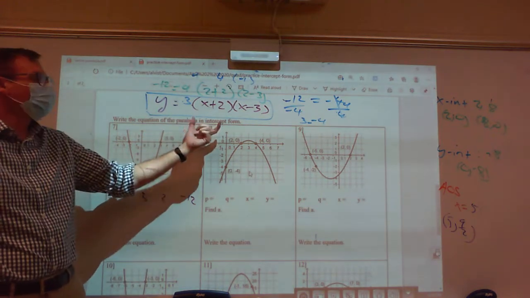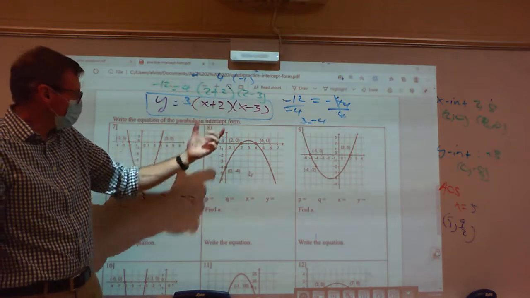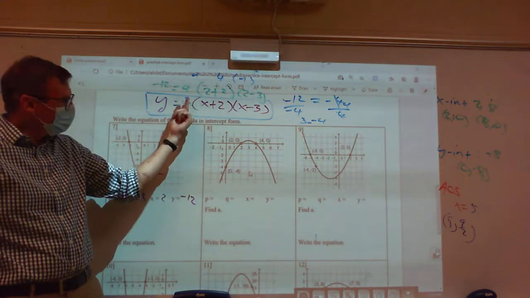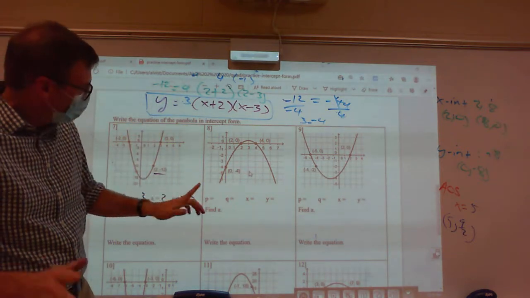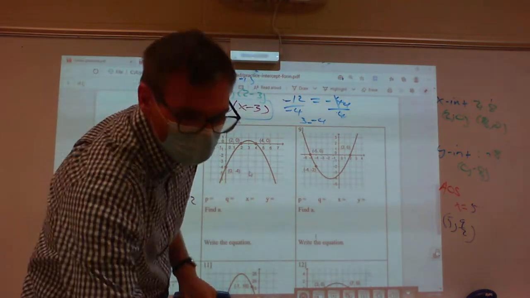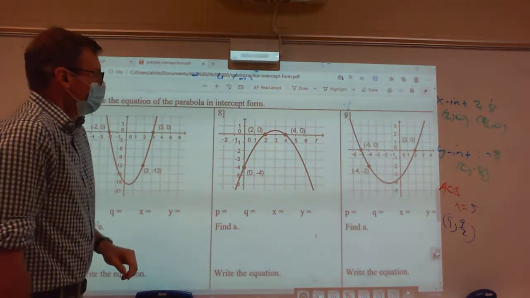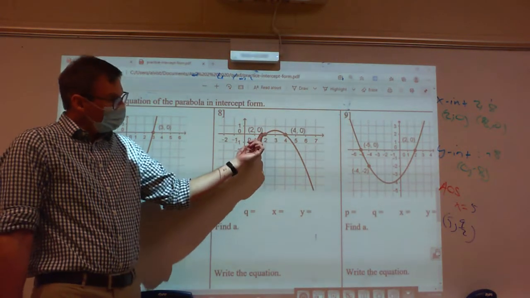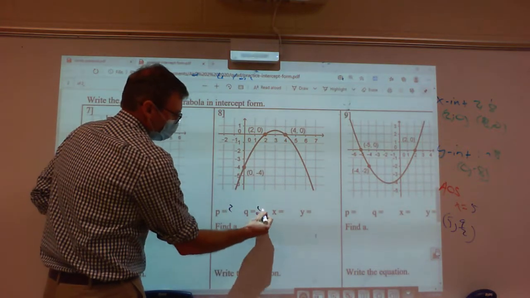And so once we plug the value in, then we can find our A. So what I want everyone to do is I want everybody to do problem 8. And then once you get problem 8, you want to identify your P and your Q. In this case, your P and your Q are 2 and 4. So I'll have a 2 and a 4.